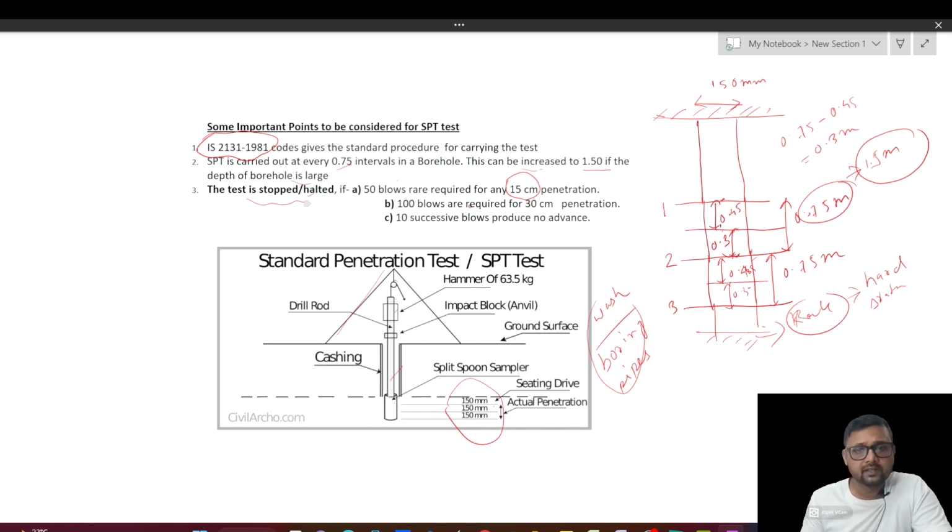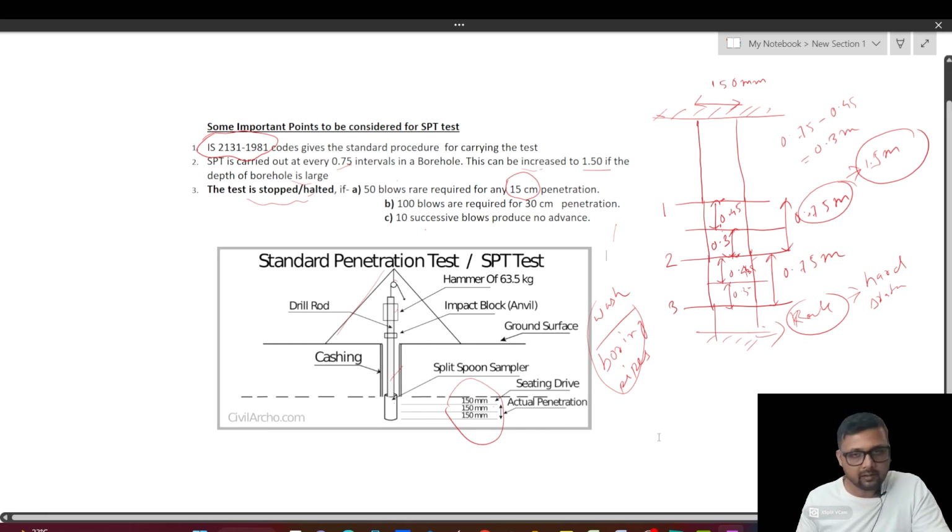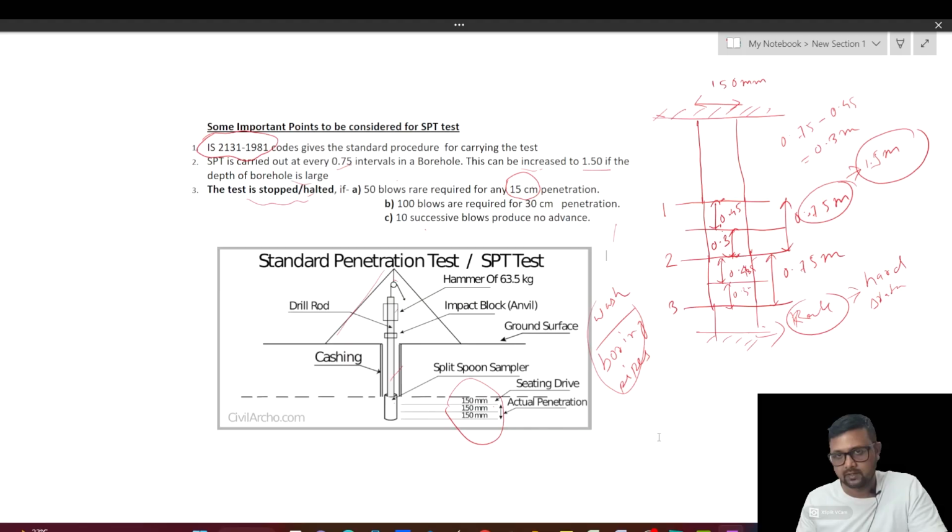Third one is 10 successive blows produce no advance. So if the rock is so hard that 10 successive blows, like 1, 2, 3, 4, 5, 6, 7, 8, produce no advance, that means no movement of the soil, no penetration for 10 successive blows, in that case also we have to stop the test. That means if we find very hard and rocky strata, we can stop the test. Now I will show you how to make the two corrections.